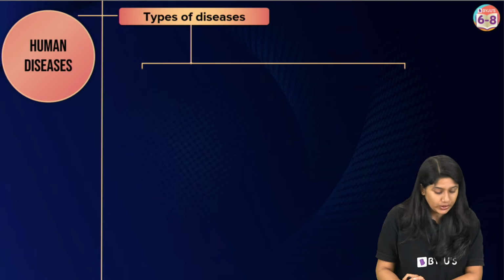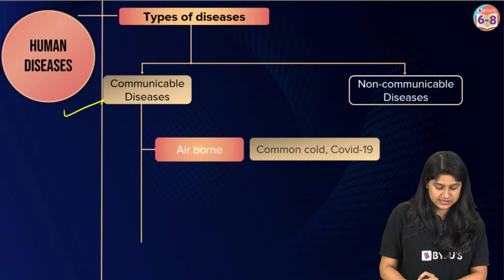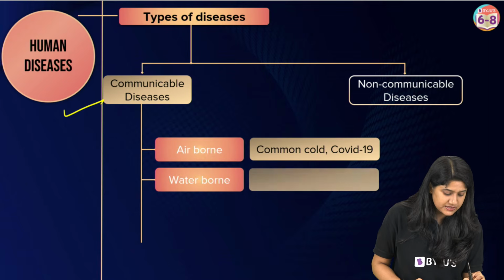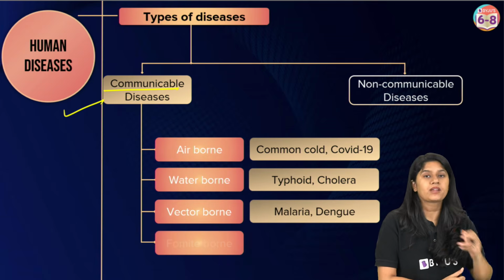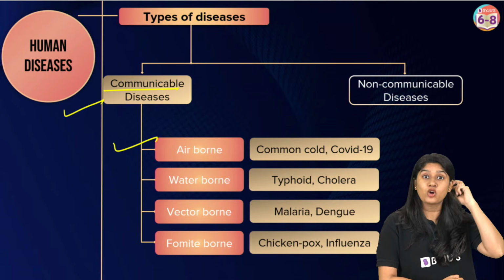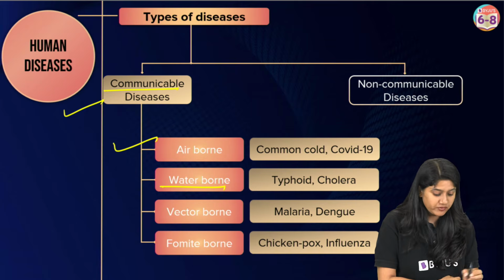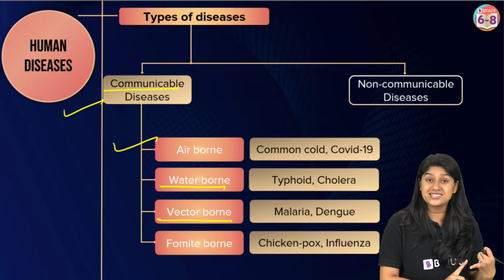Now we'll be discussing in detail the types of diseases we have. We have communicable diseases and non-communicable diseases. As the word says, communicable diseases move from the infected individual to the healthy individual. For airborne disease, examples are the common cold and COVID. In waterborne disease, we have typhoid and cholera. In vector-borne disease, we have malaria and dengue.